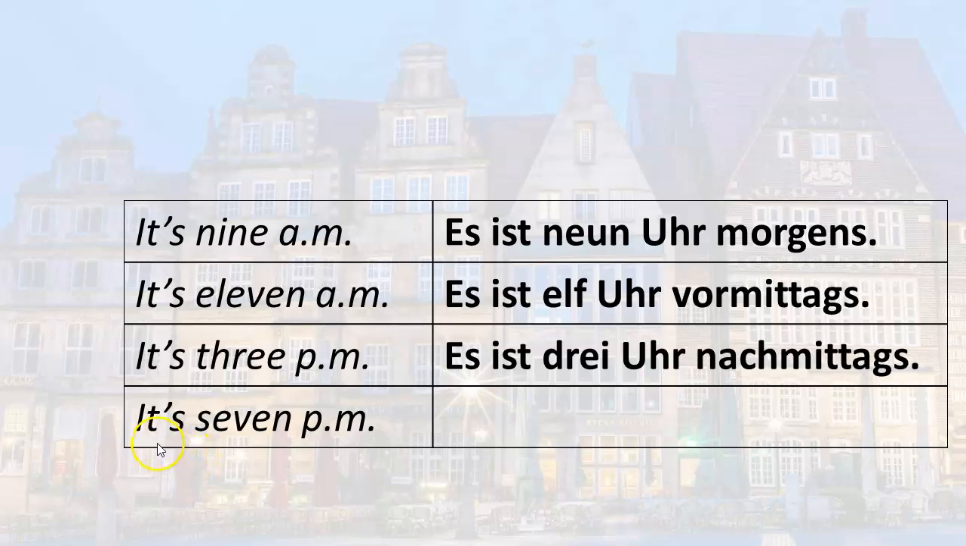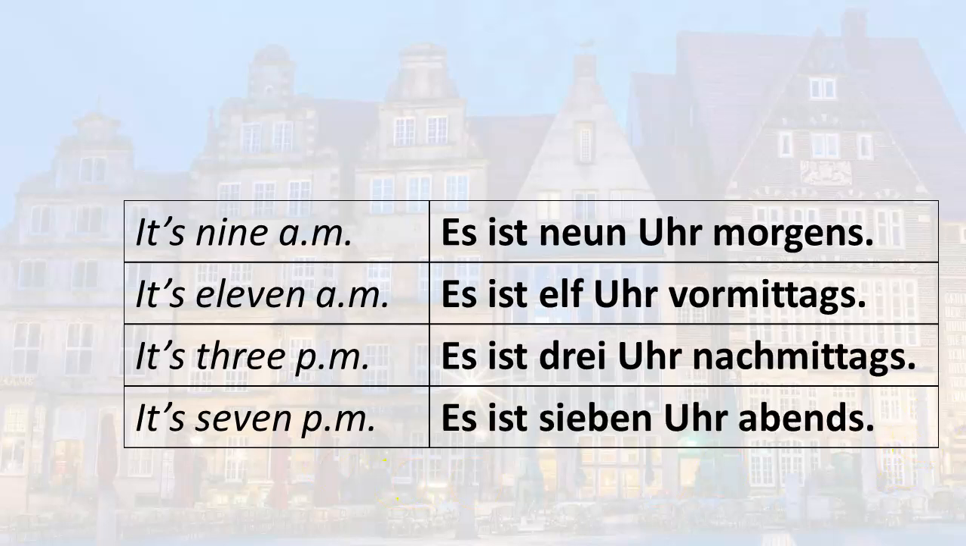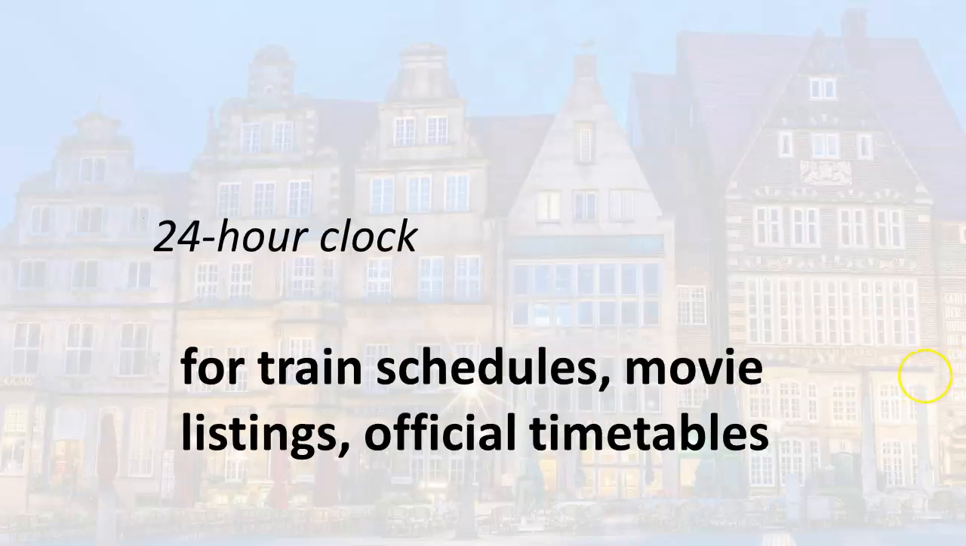And finally, to say it's 7 p.m. as opposed to a.m., so a.m. you would use morgens, 7 Uhr morgens, but for p.m. you would use abends. So the last one here, es ist 7 Uhr abends.